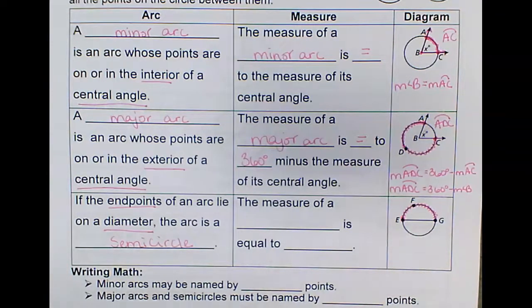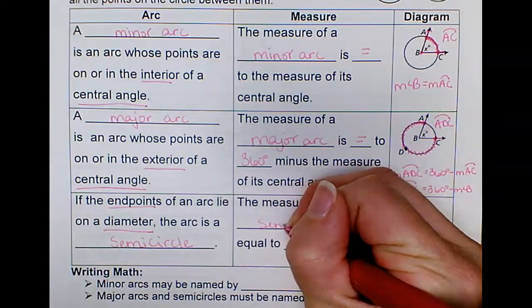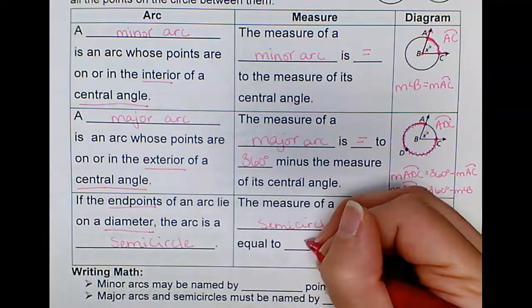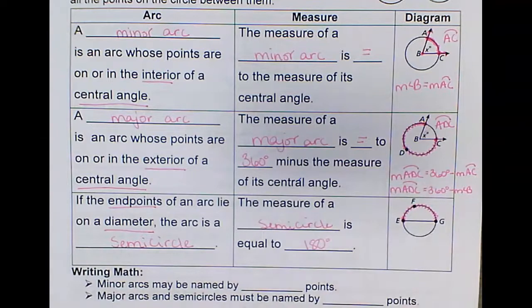Now the measure of a semicircle is equal to 180 degrees. So let's talk about why. Well, the most obvious reason is that it's taking up half of a circle, and a full circle measures 360 degrees. Sorry, I'm second guessing myself this afternoon.